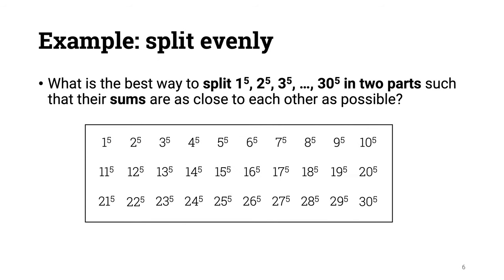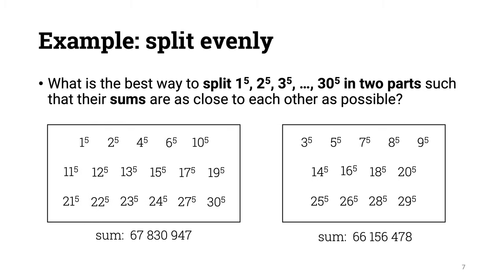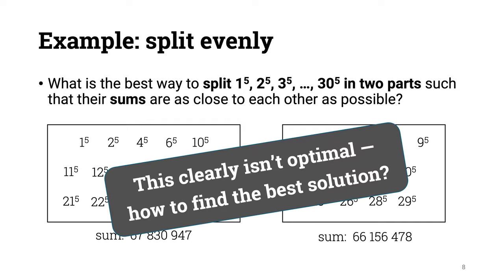Let's now do some actual number crunching. Here is a simple search problem we would like to solve. We've got 30 numbers here. The fifth power of 1, 2, 3, etc. And we would like to split these numbers in two parts, like this, so that the sums of the two parts are as close to each other as possible. Here we got pretty close, roughly 68 million in one part and roughly 66 million in the other part. But clearly we could do better, say move some small numbers from left to right. But what is the optimal solution here? How do we find it?